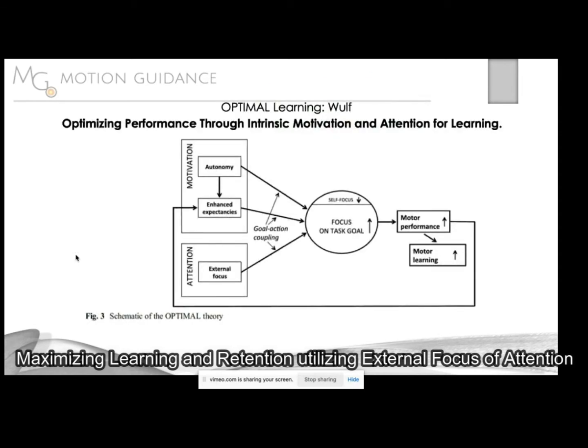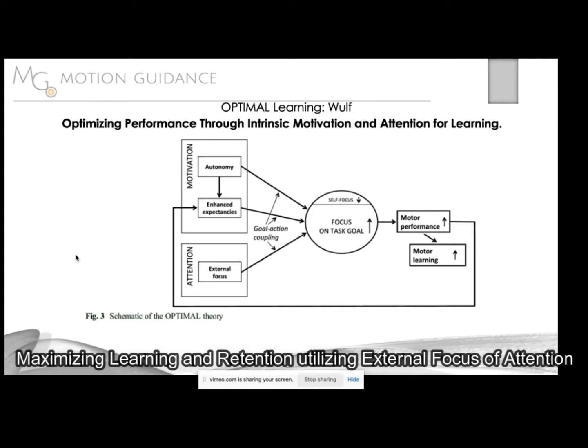So if we break that down into an algorithm form, optimizing performance through intrinsic motivation and attention for learning, we have the motivational pieces. So that autonomy of support and that enhanced expectations can dictate the motivation for performing a particular task. Now, this is going to be very important, especially for the novice skill performer, that they are motivated to perform certain things.